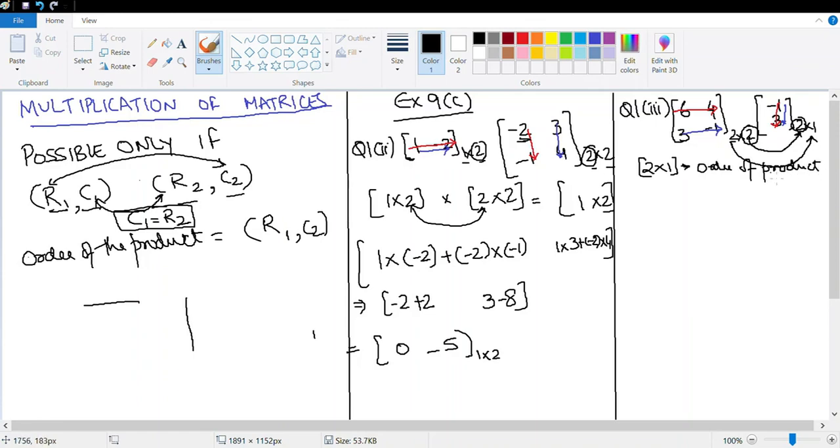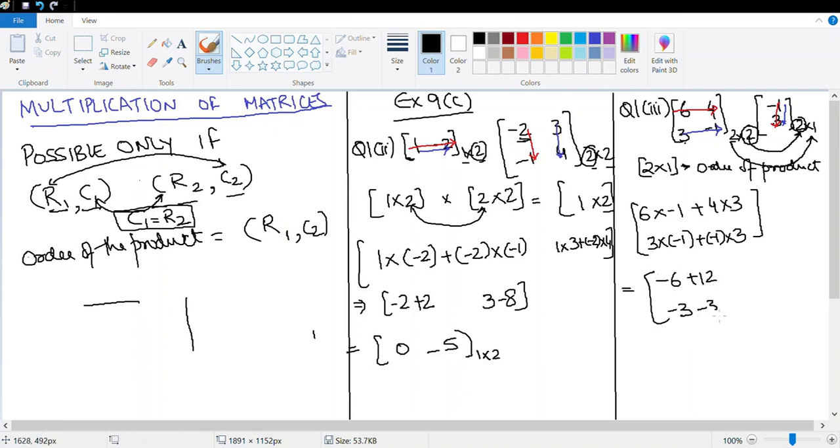So let's look at it. It will be 6 into negative 1 plus 4 into 3. That will be my first element here, and the second element would be 3 into negative 1 plus negative 1 into 3. So this is negative 6 plus 12, and this is negative 3 minus 3. So this is equal to 6 and negative 6. Done. Let's look at the next question.